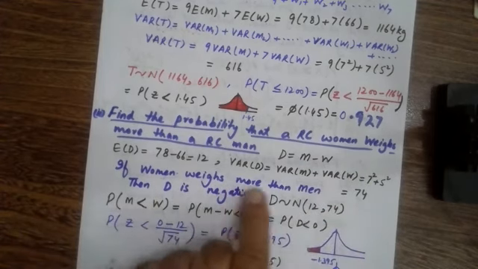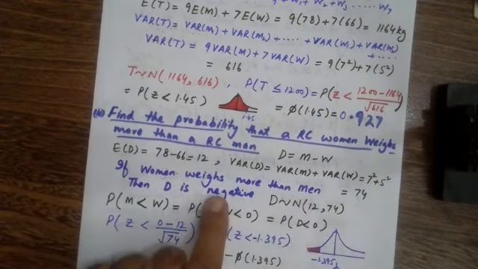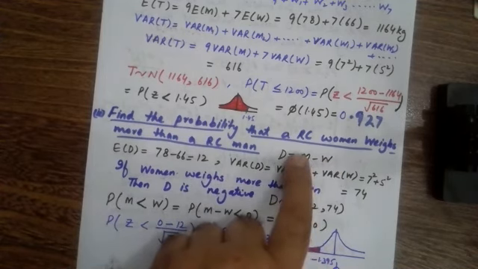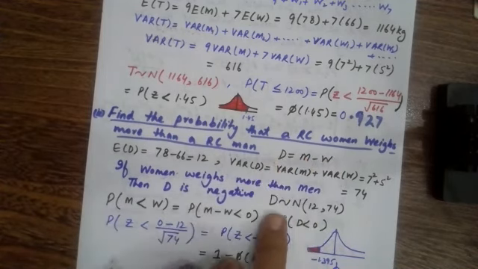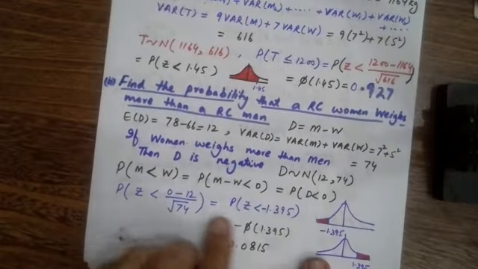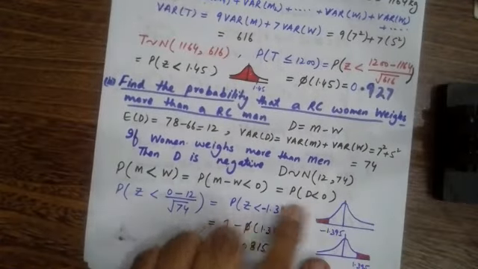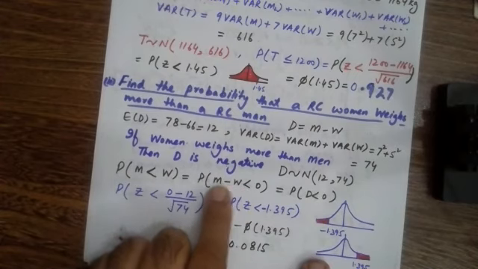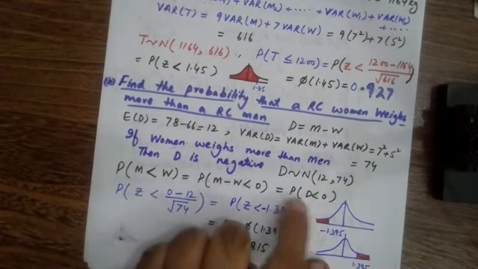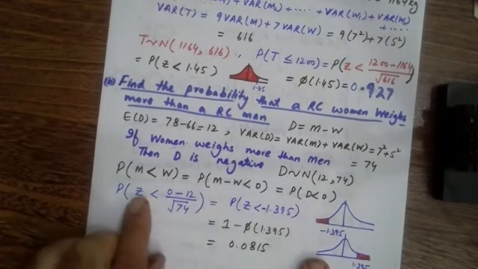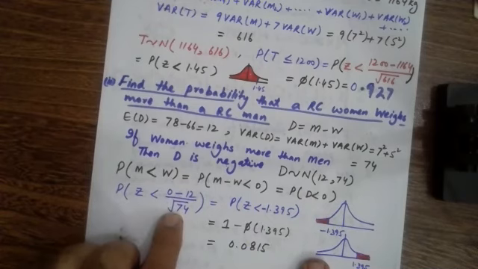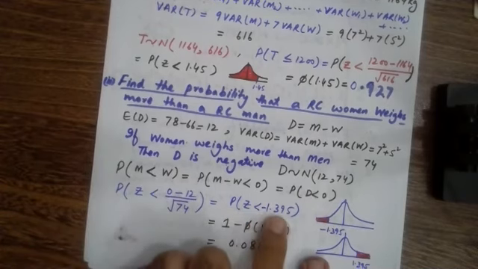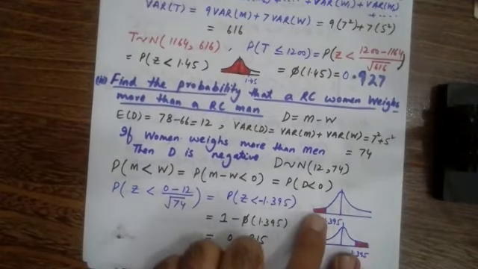If a woman weighs more than a man, then D is negative, because if a woman weighs more than a man, then W will be more than M, then D will become negative. So we are actually calculating the probability that D is less than 0, because men minus women less than 0, and men minus women is the difference. Probability that difference is less than 0. Z less than 0 minus average over under root of variance. It is probability Z less than minus 1.395, which is equal to this red area.